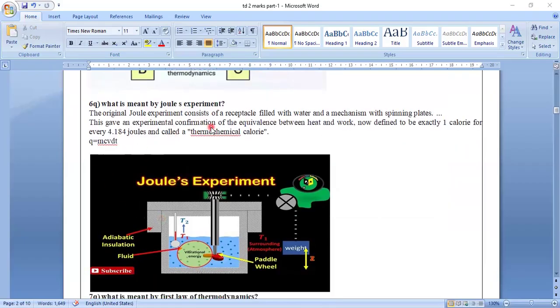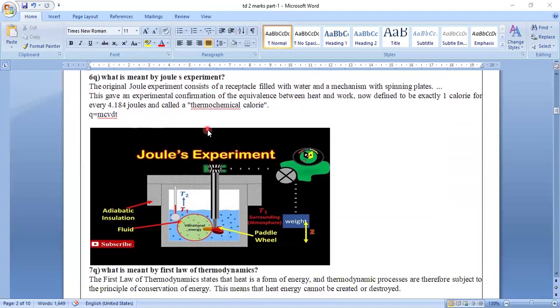What is meant by Joule's experiment? The sixth question. The original Joule's experiment consists of a receptacle filled with water. This liquid is stirred by this stirrer. Then some vibrations are produced in the molecules of the water, where heat is generated, and that heat is read by this thermometer. The temperature rises from T1 to T2, which is recorded using the thermometer here. So Joule's experiment is done in this way.